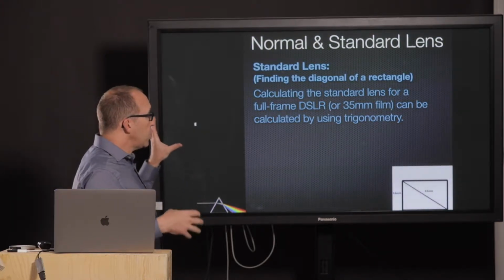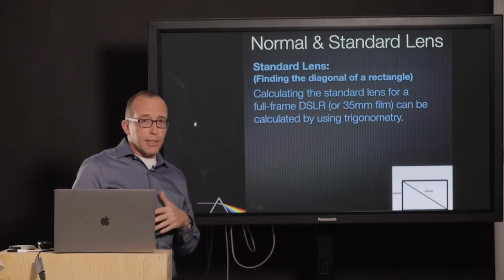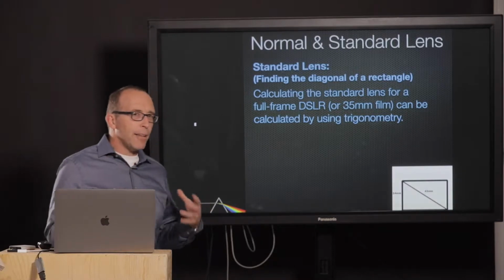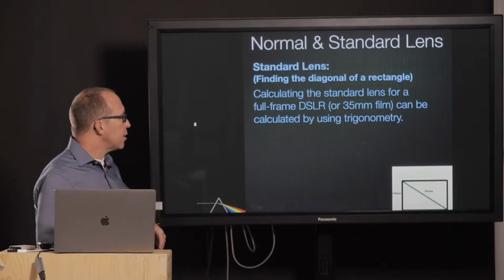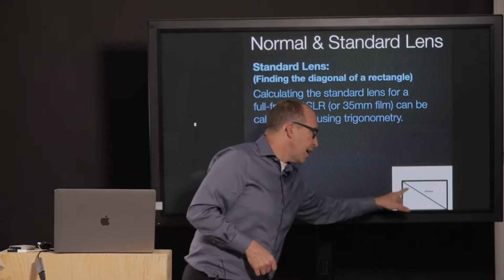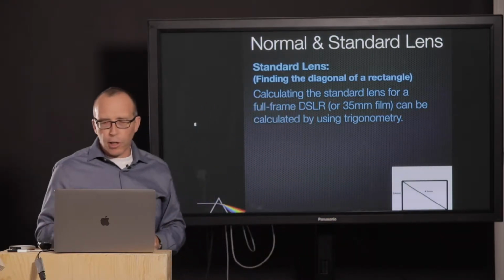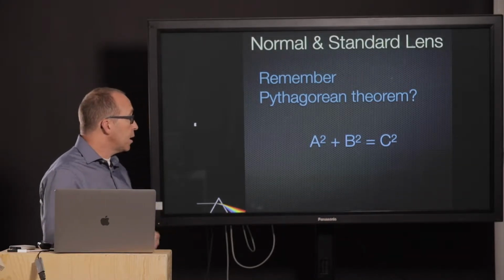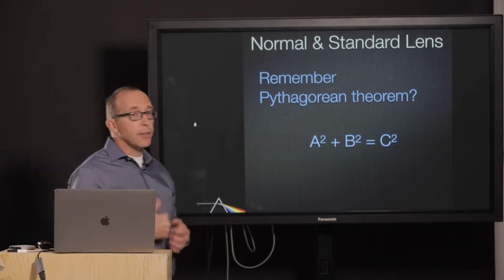So we are going to do math. This is a science and theory class, so a little bit of math isn't going to kill you. We don't do a lot of math in this program, but we'll do a little bit here. We are going to try to figure out what that diagonal going across a 35 millimeter sensor is. And the way we're going to do that is using something called the Pythagorean theorem.